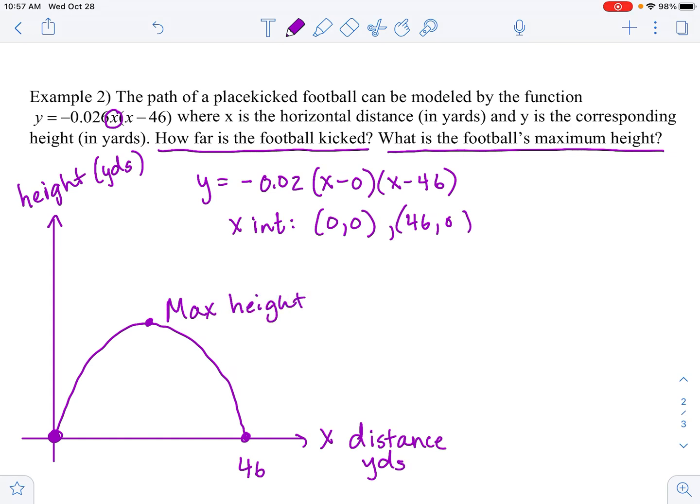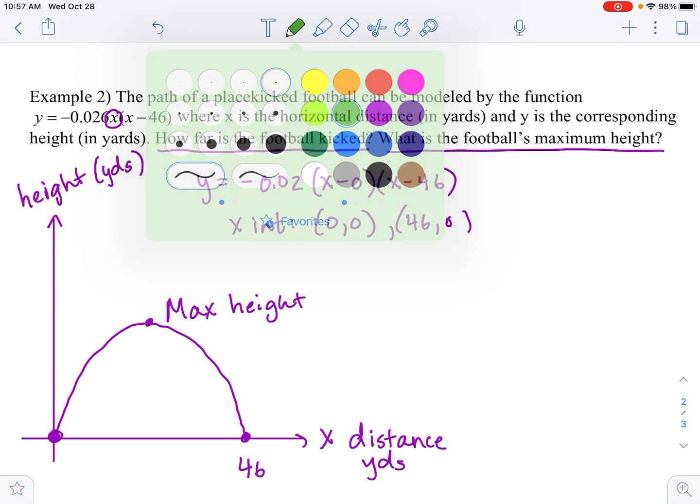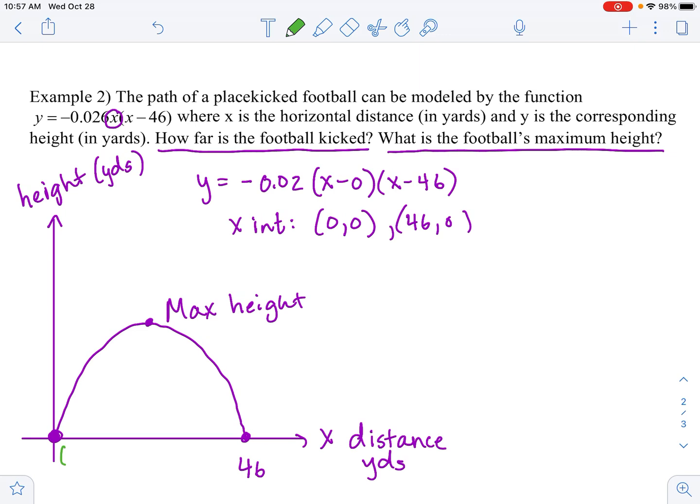And then, how far is the football kicked? Well, we can answer the first question right away, since this is the point (0, 0) and this is the point over here (46, 0). We know that the total distance it was kicked is 46 yards. So for the first question, it was kicked 46 yards.